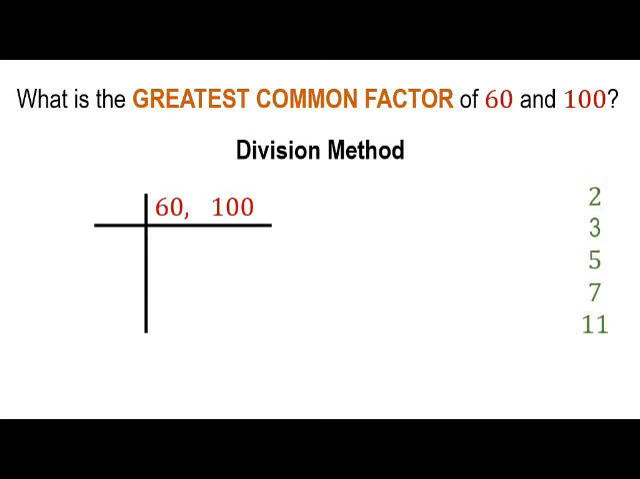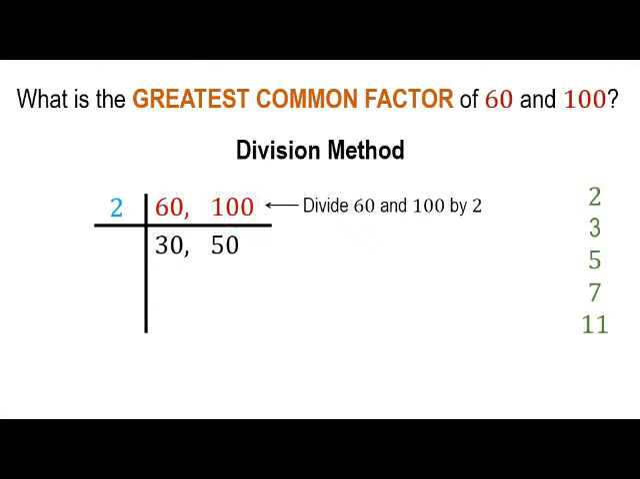Now we need to divide both the numbers using the prime numbers we have. So first we will start with the very smallest prime number, which is 2. We have to look at whether 2 can divide both the numbers 60 and 100. Yes, both of these numbers have 0 in the units place. That means they are both divisible by 2. So let me write 2 here and then divide 60 and 100 by this. If we divide 60 by 2, we easily get 30. And then we divide 100 by the same number 2, so we get 50.